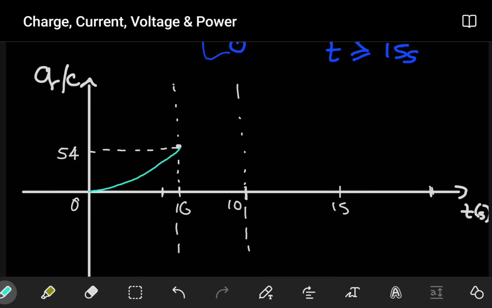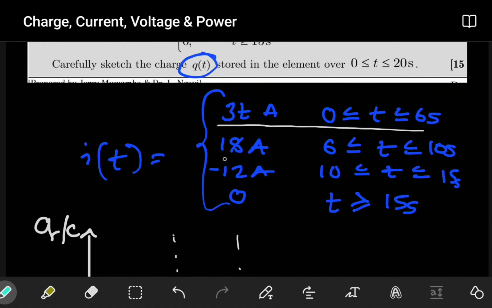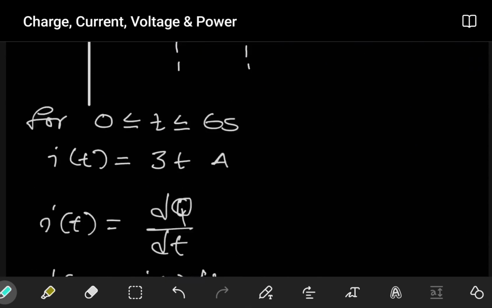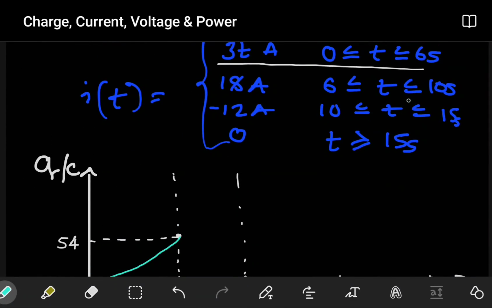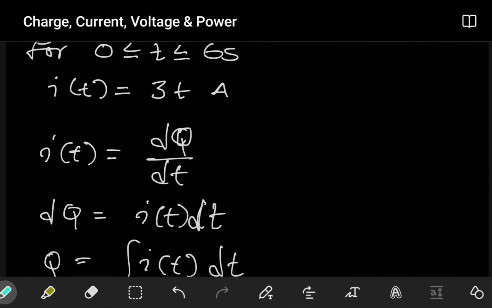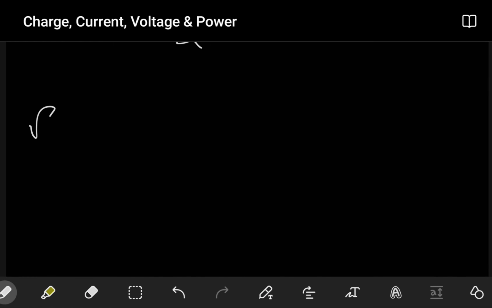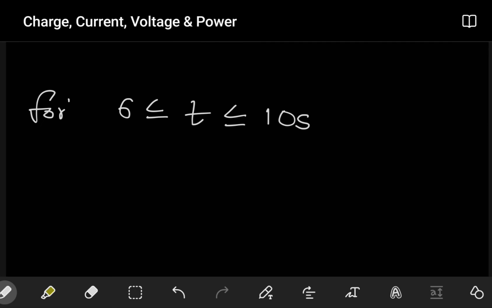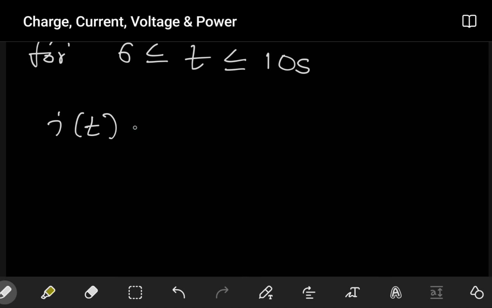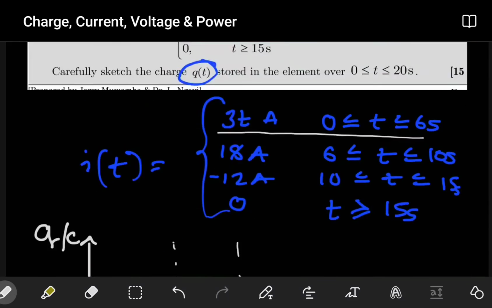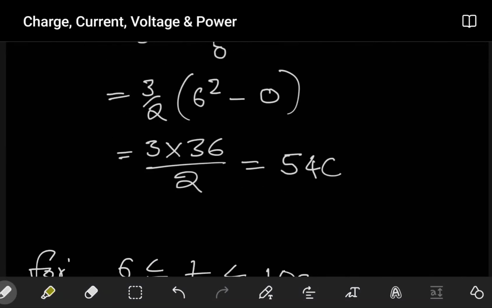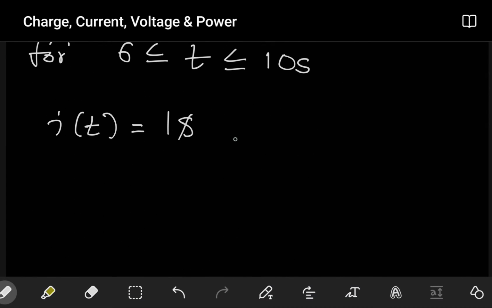How about after that? After that, we are seeing that current is just equal to 18 amps. So that is between 6 seconds and 10 seconds. So for 6 less or equal to t less or equal to 10 seconds, let's see what they're saying. Well, in that case, they're saying that the current is going to be equal to, let me check that again, 18 amps. So current will be equal to 18 amps.